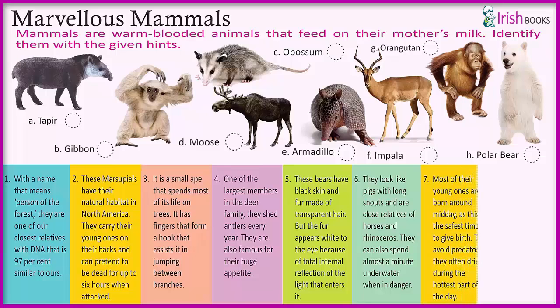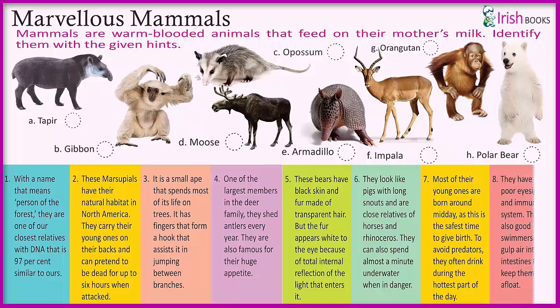6. They look like pigs with long snouts and are close relatives of horses and rhinoceros. They can also spend almost a minute underwater when in danger. 7. Most of their young ones are born around midday, as this is the safest time to give birth. To avoid predators, they often drink during the hottest part of the day. 8. They have very poor eyesight and immune system. They are also good swimmers who gulp air into their intestines to keep them afloat.